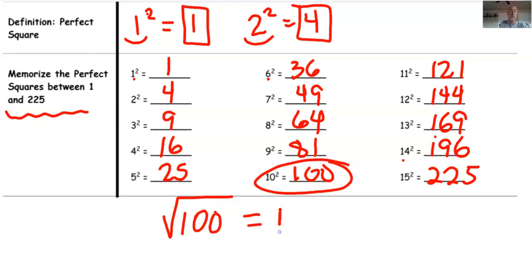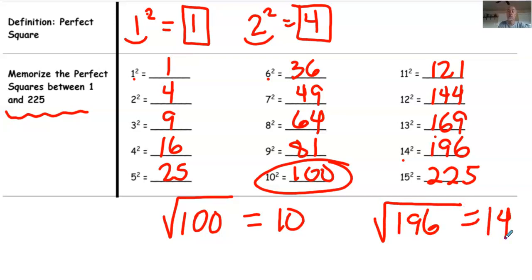Square root of 100 is 10. Square root of 196 is 14.